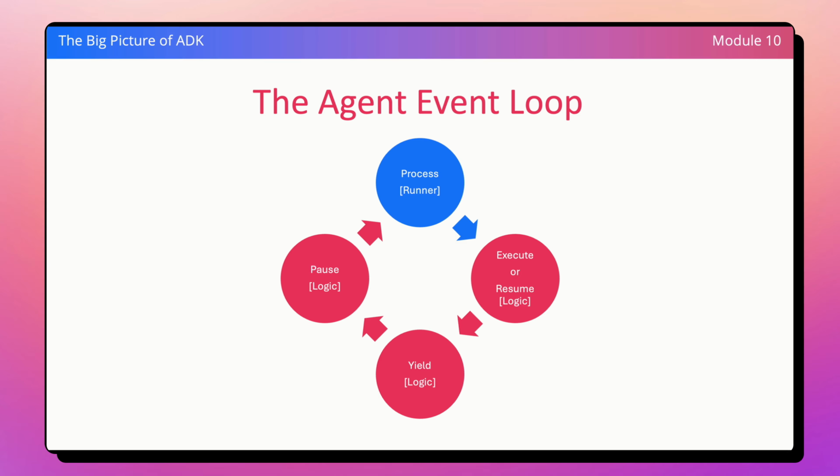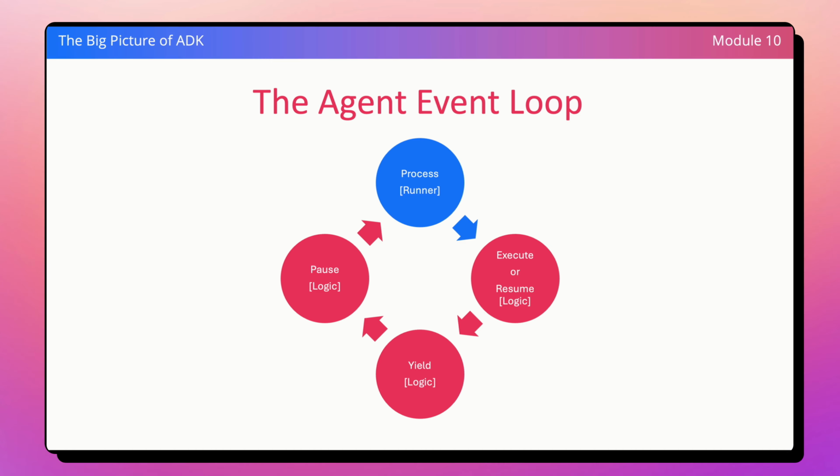So the circle in blue that you're seeing is the orchestrator or the actual runtime, the runner. Now this can be invoked using two different mechanisms. The first one is the user interacting with the agent for the first time, or this could be an event that is an output of the yield coming from the execution logic.